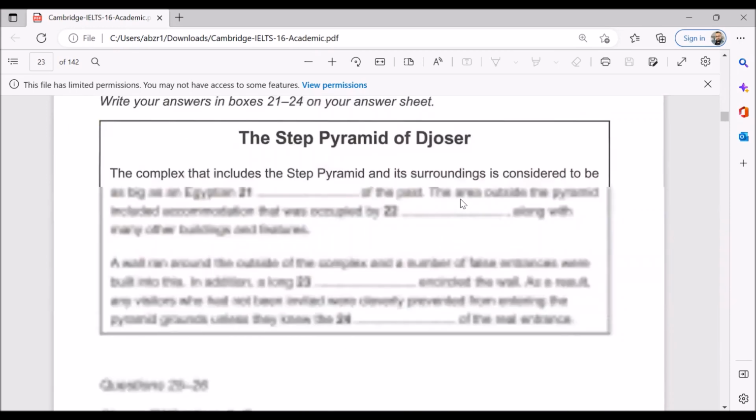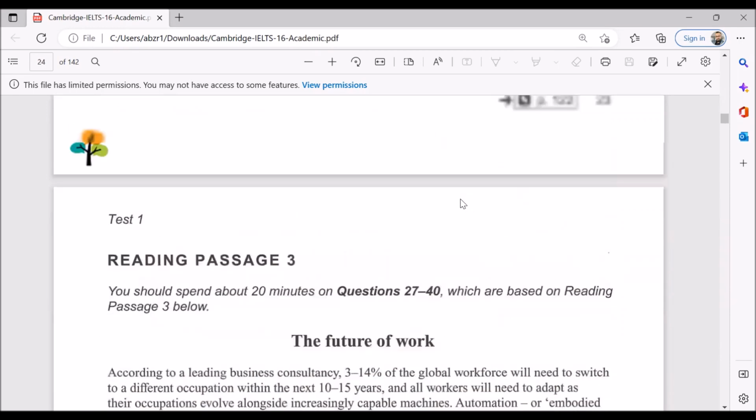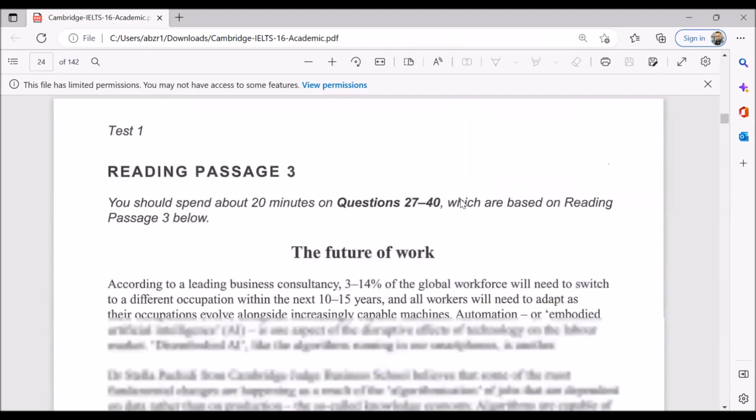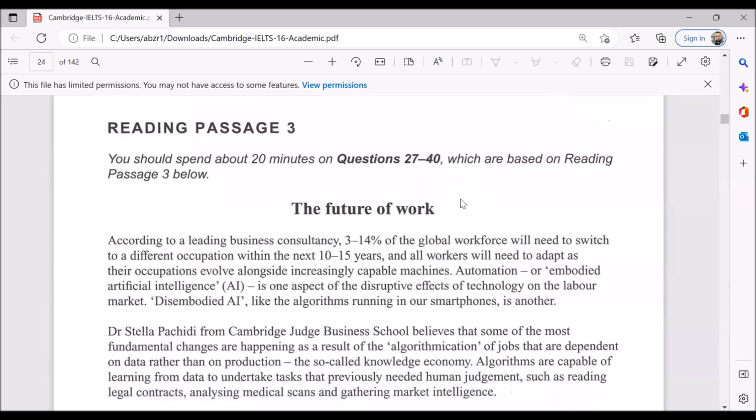And then after 27 questions approximately, let me see. Yeah, 26 questions, you can see there is reading passage 3. So we have to solve these 3 passages by applying different techniques on these. We are going to cover this thing. That's the first part of this video.